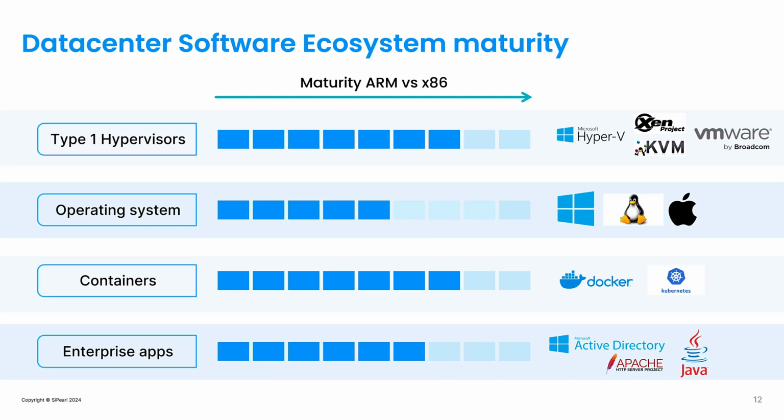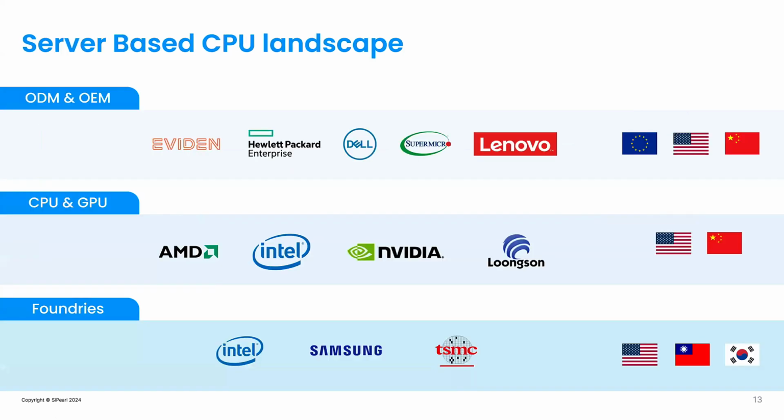So here is the software ecosystem maturity, but it is also good to see what the landscape looks like in terms of server base. What we see at the moment is that we have different ODMs and OEMs, CPU and GPU providers, and wafer foundries here. In terms of ODM and OEM, we have Eviden, which represents the only European provider for servers, which is here. And then we have HP, Dell, Supermicro, Lenovo. Most of them are American, and one is Chinese.